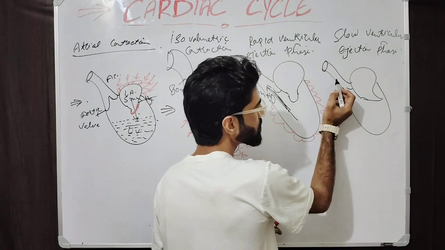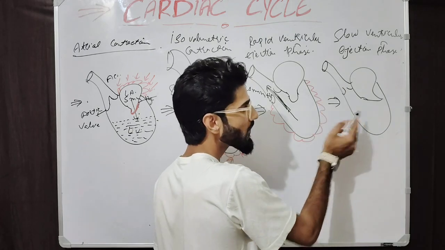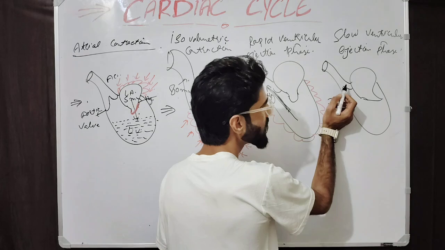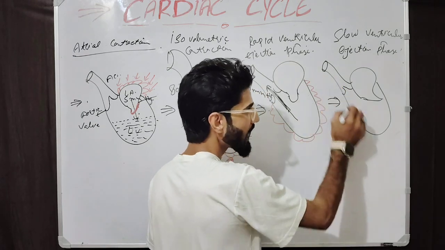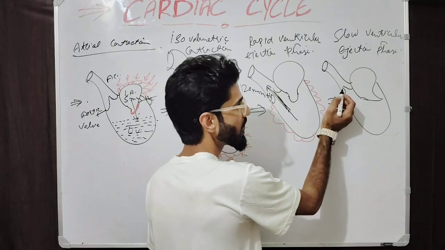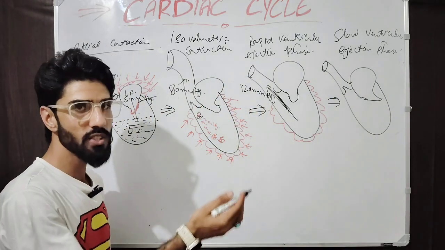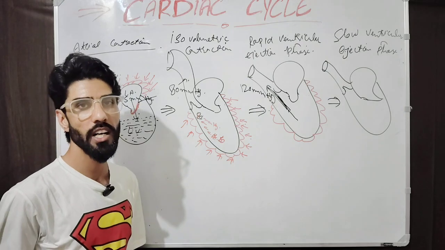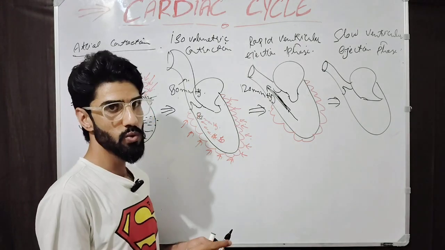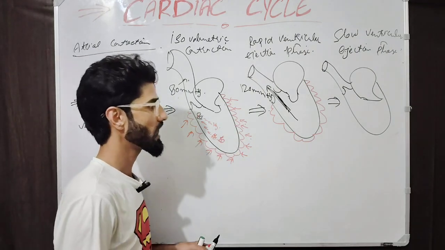When the pressure here becomes more than the left ventricular pressure, the valve will close. The aortic blood will try to move back from the higher pressure to the lower pressure. Which valve will close? The aortic valve. And on the right side of the heart, the pulmonary valve will close. Why does it close? So that it prevents the backflow of blood into the left ventricle.